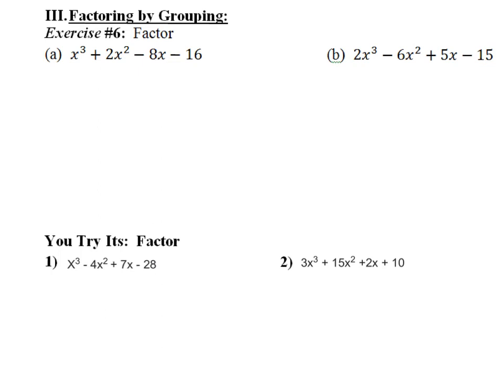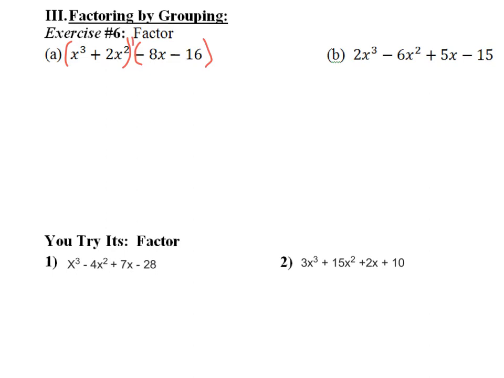The last kind of practice factoring that we're going to do is called factoring by grouping. Again, you were introduced to this in Algebra 1, but I want to show you two different techniques for doing factoring by grouping. Very often, factoring by grouping is applied when we have 4 terms in my original polynomial. So for example, in exercise 6a, I have x cubed plus 2x squared minus 8x minus 16. So one way of factoring this is to group together the first two terms and group together the last two terms. So I'm going to put parentheses around the first two terms and parentheses around the last two terms.